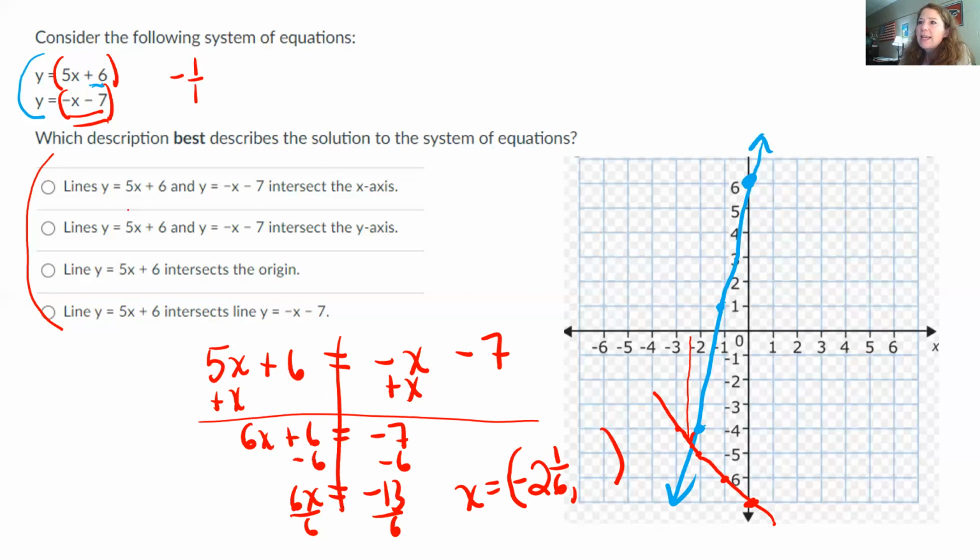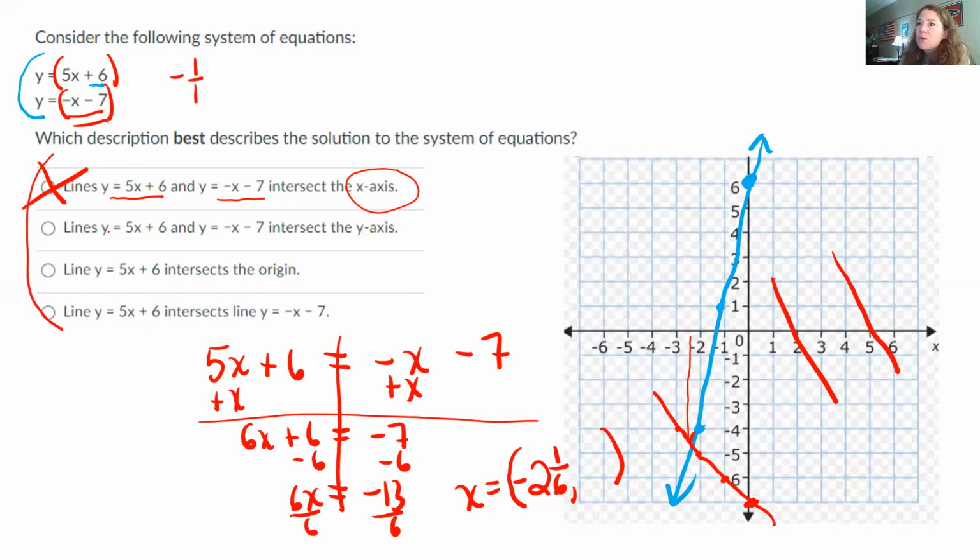choices say. So first of all, we know there's one solution because they do intersect. So it says lines this and this intersect the x-axis. So is that why there's one solution? Because they both intersect the x-axis? Well, think about this. Even parallel lines would both intersect the x-axis. They could. That doesn't mean there's any solution. So choice A doesn't make any sense.